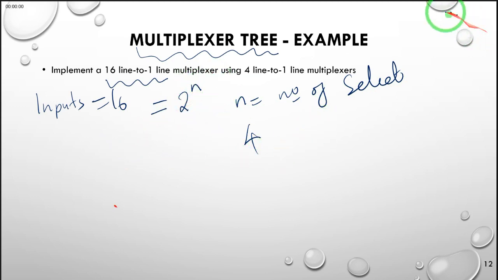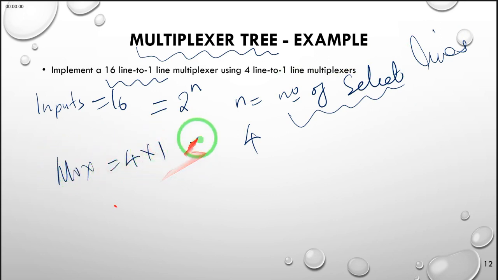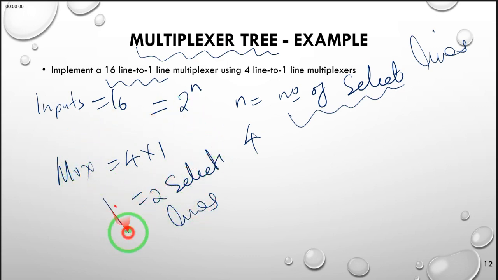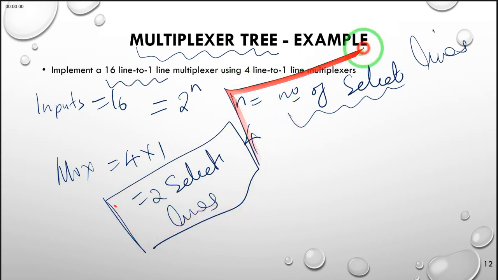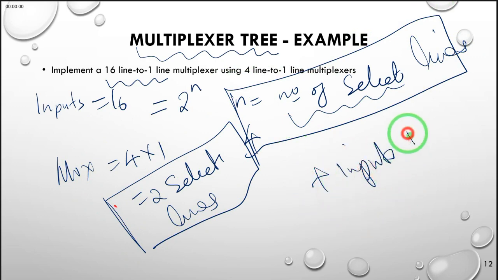So once we have known that we need 4 select lines, the next question that we ask ourselves is how many select lines do we have at our disposal? What we know is that each multiplexer, which is a 4 by 1 multiplexer, has a maximum of 2 select lines, and therefore we cannot use these 2 because we need 4. So one of the intuitive ways of doing this is then using the 4 inputs of one multiplexer, and that becomes our select lines. So how do we end up now with our final design?